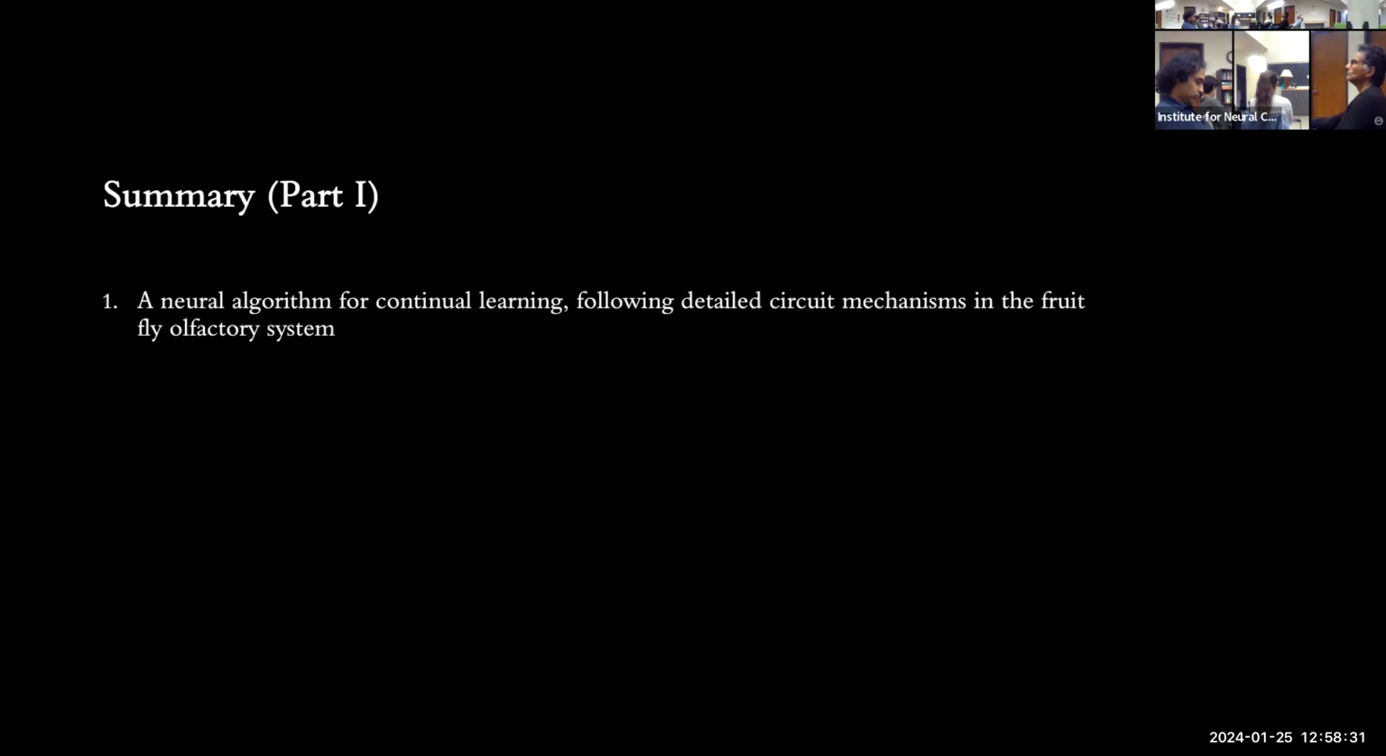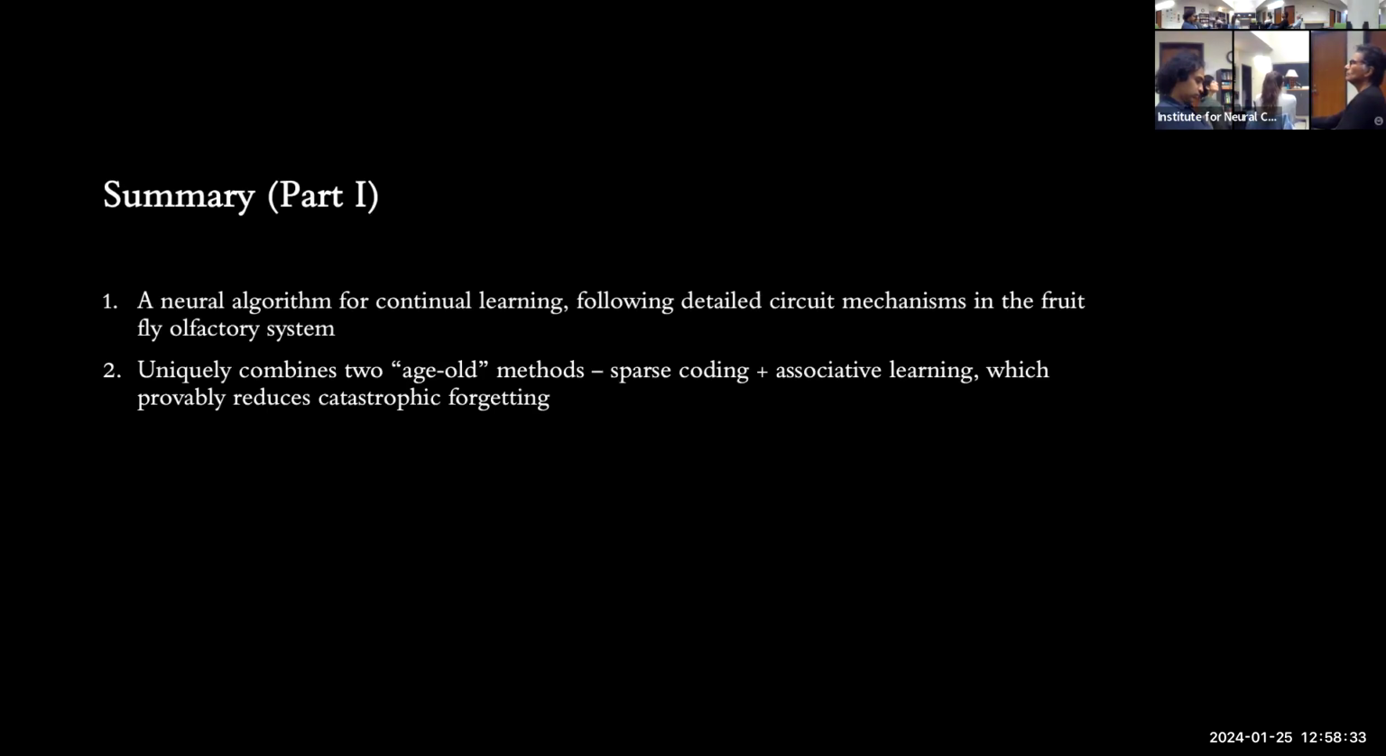Okay, as I was saying, this fly model actually combines two methods, sparse coding and associative learning. Neither of these methods is new in the machine learning field. They have been known for a long time. However, here I show that the fly combines them in a novel way to reduce catastrophic forgetting. This also shows that nature is able to combine two very simple ideas in a unique way to solve a not so simple problem.